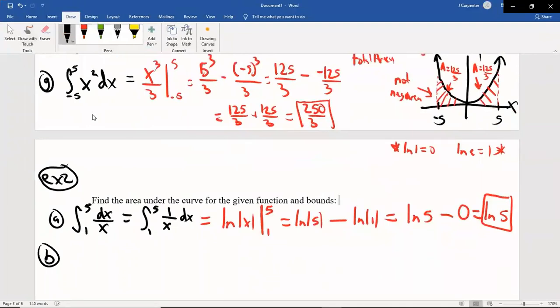B. The integral from 0 to 10 of e to the x dx.